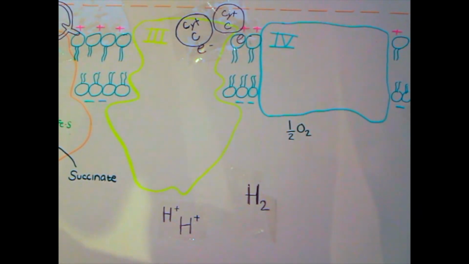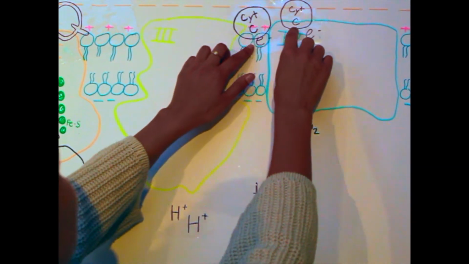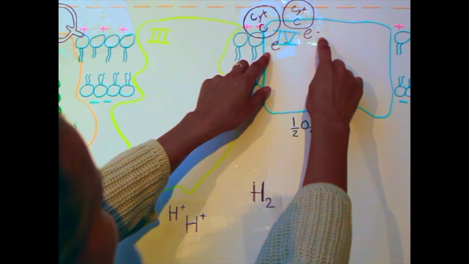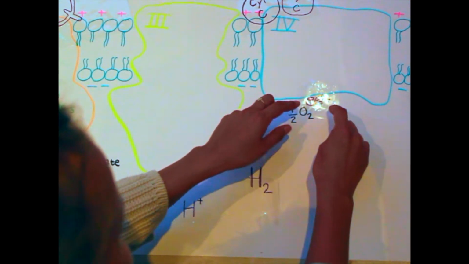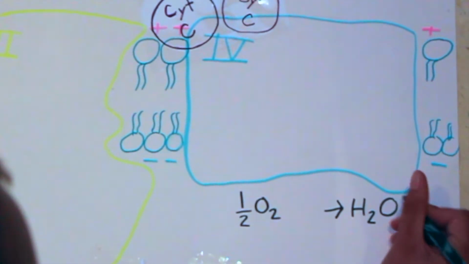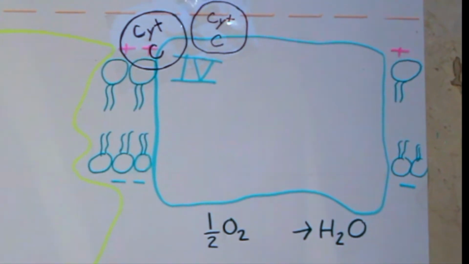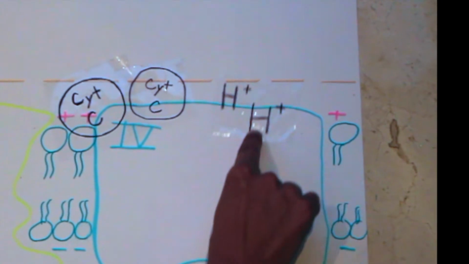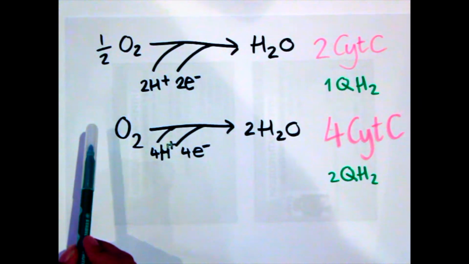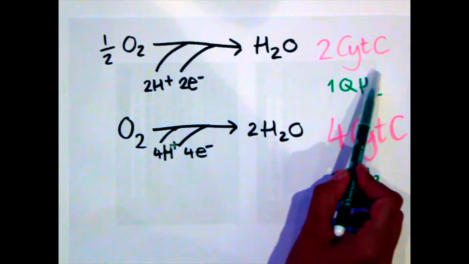The 2 mobile cytochrome Cs will bind to complex 4, cytochrome C oxidase, and the oxygen will attract the 2 electrons along with 2 protons to reduce oxygen to H2O. From the matrix, 2 protons will be pumped out into the intermembrane space. So in this video, we have used 2 cytochrome C.